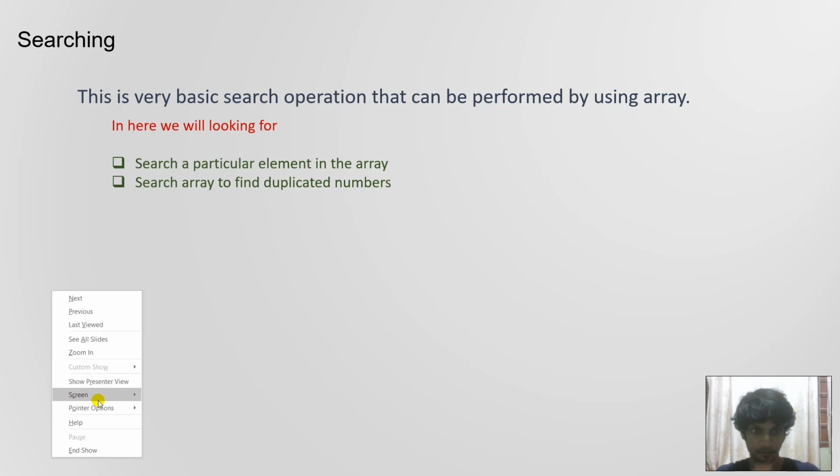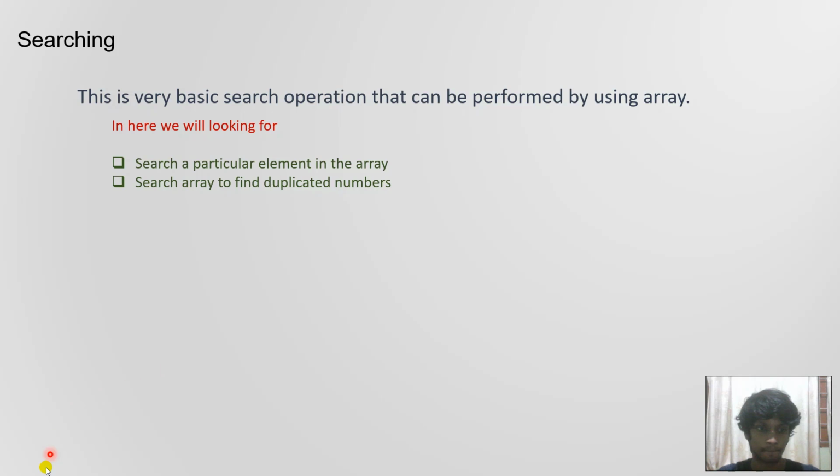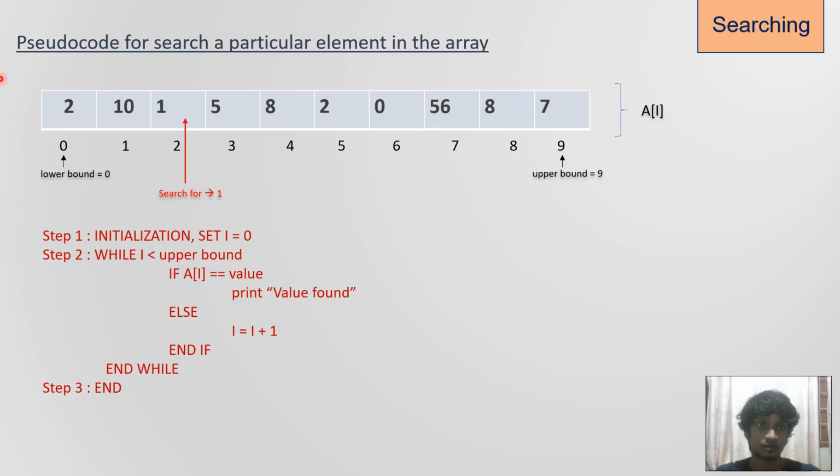topic. Okay, the pseudocode for searching a particular element in the array. As you can see, this is a graphical representation of some kind of array. This array has 10 elements, where the lower bound is 0 and the upper bound is 9 according to the indexes. And now I'm going to search for 1. This 1 means not the index 1, but the value of the corresponding element. So you can perform the search operation for any element that exists in this array.